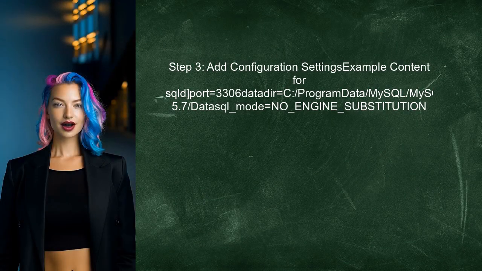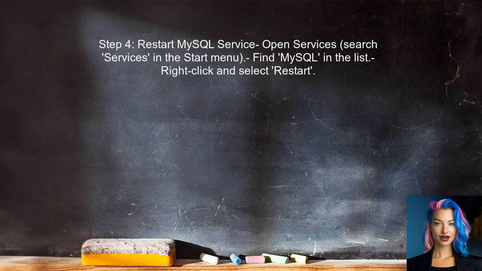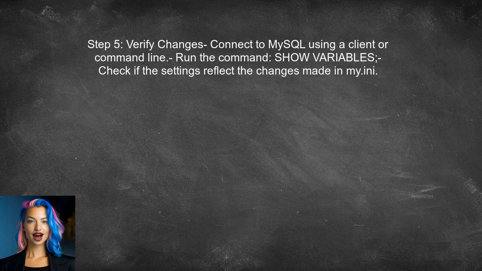Next, the user should add the necessary configuration settings to the newly created my.ini file. This includes specifying the server settings and any other configurations they wish to modify. After saving the changes to the my.ini file, the user must restart the MySQL service for the changes to take effect. This can be done through the Services application on Windows. Finally, the user should verify that the changes have been applied correctly. They can do this by connecting to the MySQL server and checking the current settings.